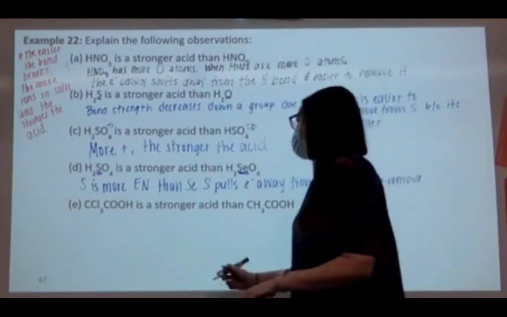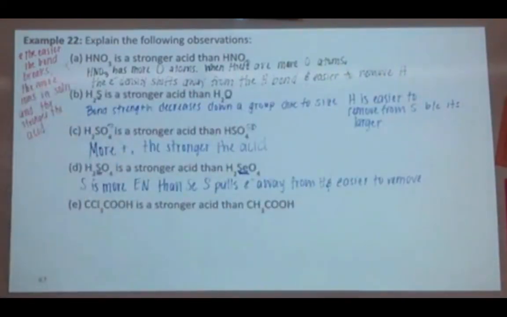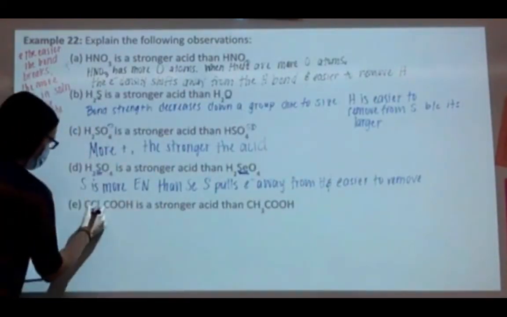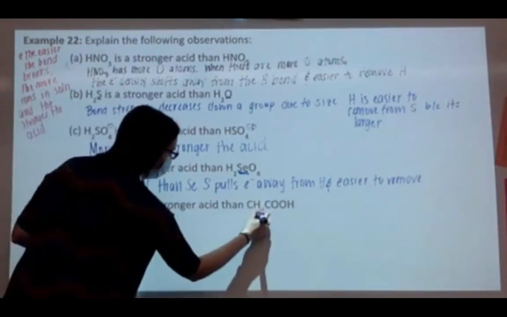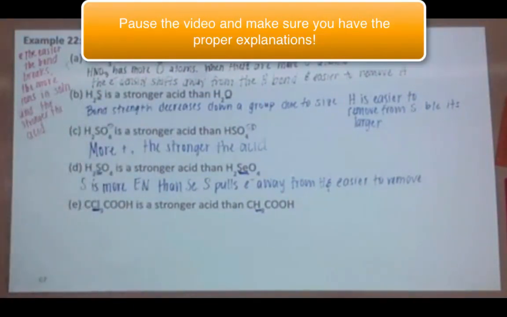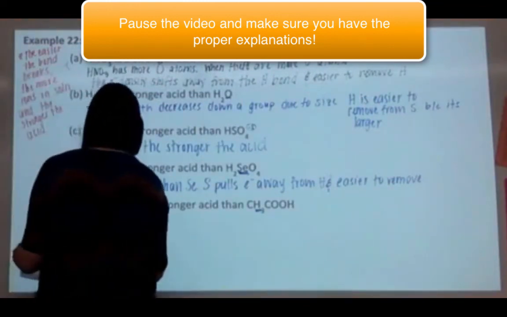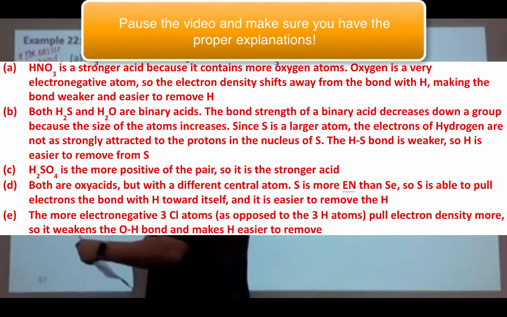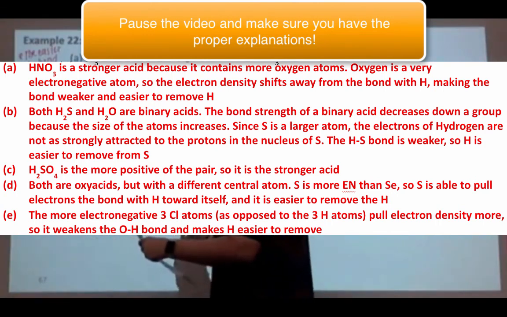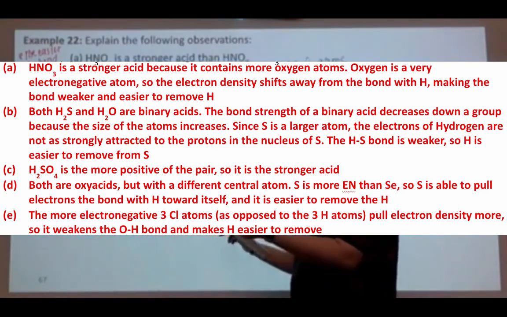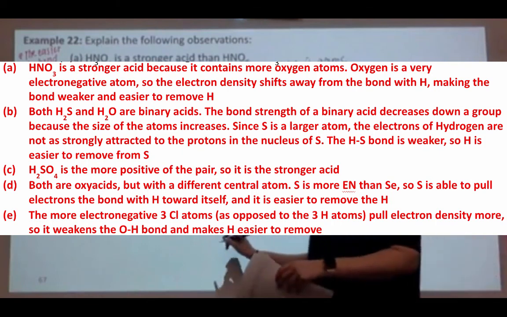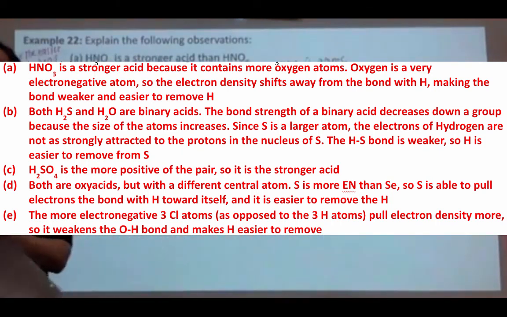And then we have CCl3COOH versus CH3COOH. So here I notice the difference is Cl versus H. Again, the reasoning is like part D. Cl is more electronegative than H. Since Cl is more electronegative than H, it's pulling on the electrons more, so it's easier to remove the hydrogen.